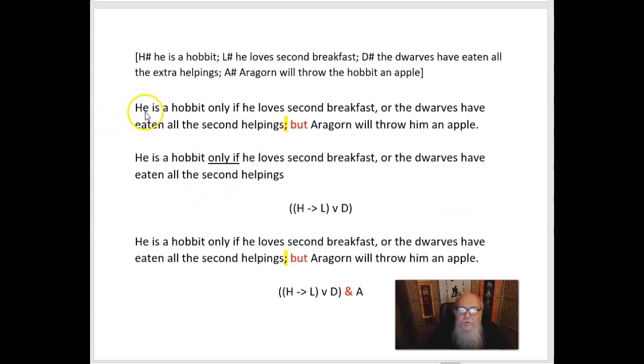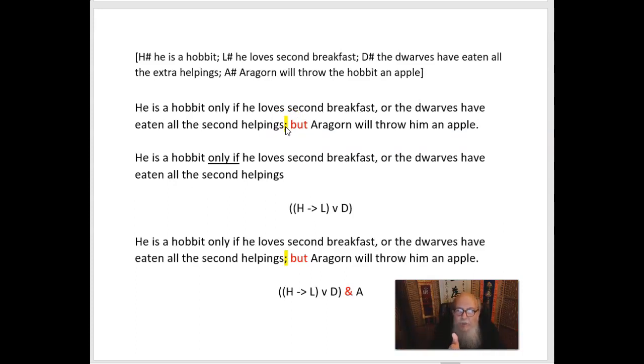Now consider this one. He's a hobbit only if he loves second breakfast, or the dwarves have eaten all the second helpings; but Aragorn will throw him an apple. Now here, this gives us the clue, the semicolon. The semicolon in English grammar, as you probably know, indicates we're joining together two things that can stand together separately.